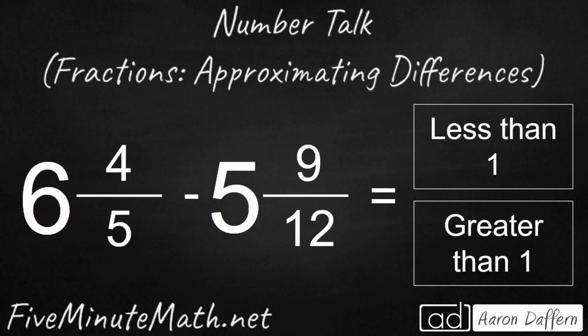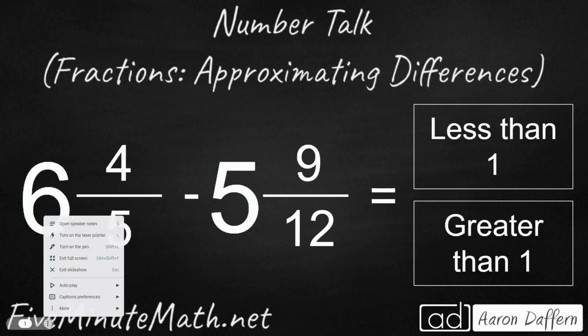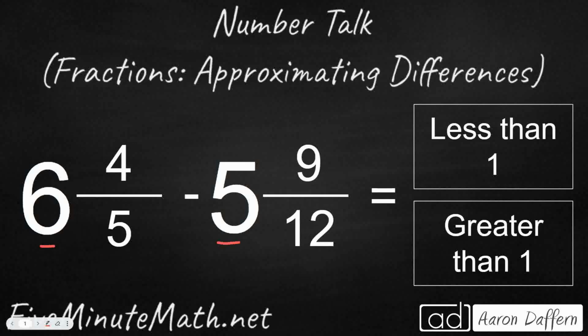Today, for our number talk, we're looking at these two mixed numbers and trying to decide if the difference is going to be less than 1 or greater than 1. So first, let's look at our whole numbers here. We've got a 6 and a 5. And so hopefully we immediately think, well, if I just look at the whole numbers, 6 minus 5 is going to be 1. So my answer is going to be about 1. But the question is, is it less than 1 or is it greater than 1? And that's where we really have to end up looking at our fractions.